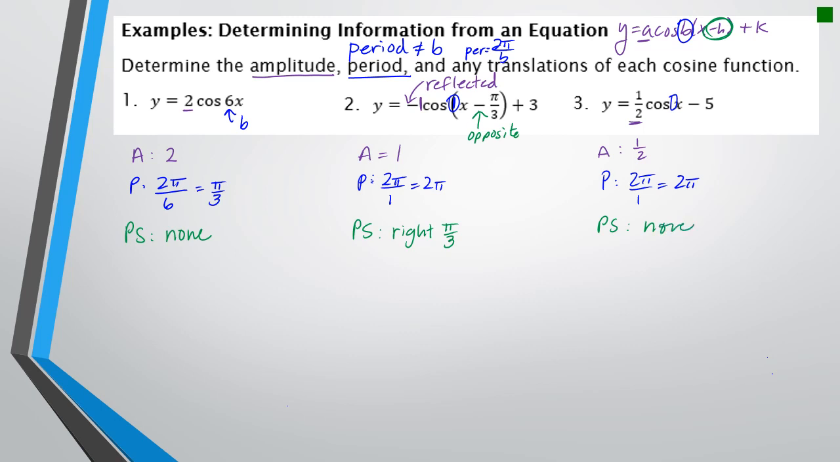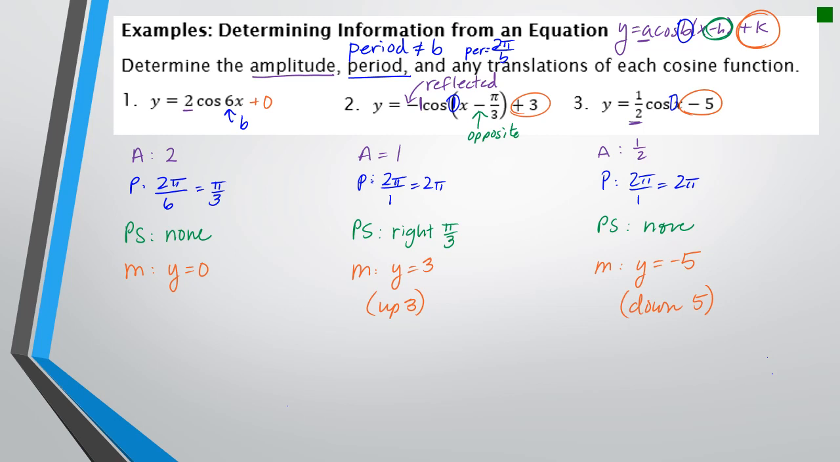And then last but not least, we have to talk about vertical translations, which is represented by this K number, which is also our midline. So I'm going to write midline here. For number 1, there is no K number. That means there's an invisible plus 0 there. So my midline would be plus 0. That also means there's no vertical shift. For number 2, my K number is 3. So my midline would be y equals 3, and in parentheses, I'm going to write that this would shift our graph up 3. And then last but not least, our midline for number 3 would be y equals negative 5. Because it's negative, this would shift our graph down by 5.